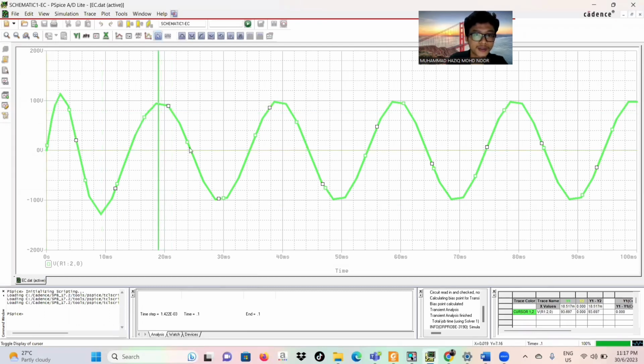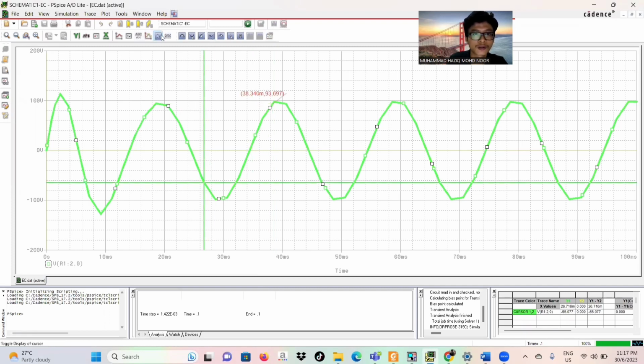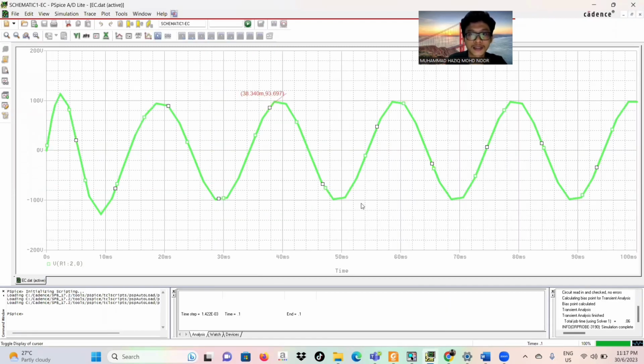So this is how you see the voltage. To find the peak, you find the peak over here and you can label it. So that is how we implement the circuit inside PSpice simulation.